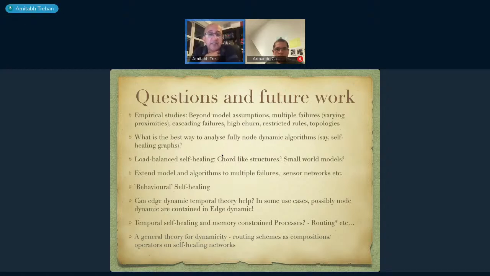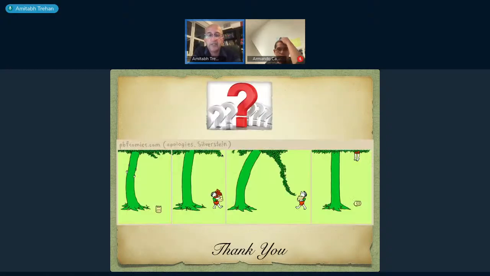So what is the best way to analyze this fully node dynamic algorithm? Like I said, we had a particular approach, maybe there are others. Load balance self-healing is something which has not been studied in detail. There are also settings where you need to worry about keeping communication low between every node, multiple failures, sensor networks, behavioral self-healing, whether other theories can be applied and taken to other places, and general theories of dynamicity, right?